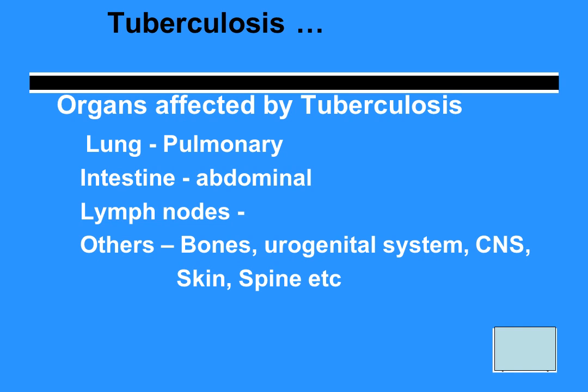Initially we'll try to revise a few things from the first part of the lecture on tuberculosis. You all know that the common organs affected by tuberculosis are the lungs. We call it pulmonary tuberculosis. In abdominal tuberculosis, it is the intestine which commonly gets affected. Then lymph nodes are another common site. Apart from these common sites, there are less common organs like bones, urogenital system, central nervous system, and skin. In the bone, especially the spine is a common site where you can find tuberculosis.